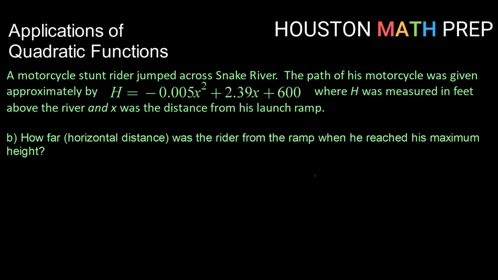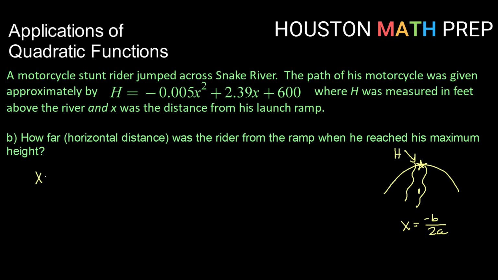All right, same setup. Now part B. How far, as a horizontal distance, was the rider from the ramp when he reached his maximum height? Well, we actually just found that out in part A. Remember from our little diagram that we had our river and then we had our rider's path. We said that the vertex of our parabola happened at x equals negative b over 2a, and that the height achieved there was the maximum height.